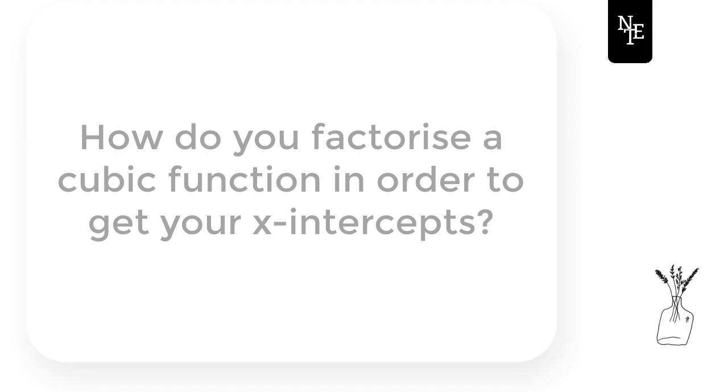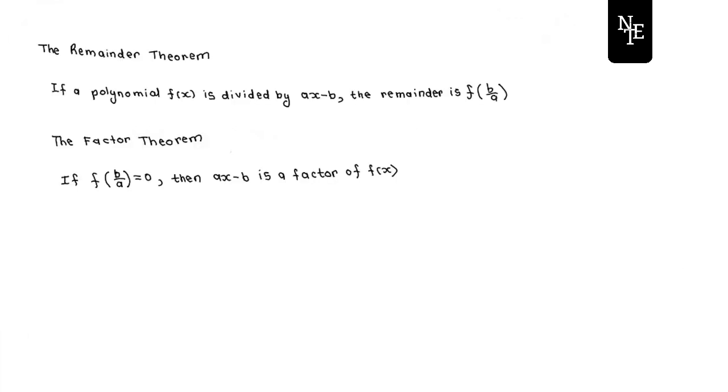Okay, so one of your colleagues is asking, how do you factorize a cubic function in order to get your x-intercepts? Remember that the process of factorizing a cubic function is an intermediate step that is required when you are asked to sketch the cubic function, because obviously you're going to need to indicate your x-intercepts.